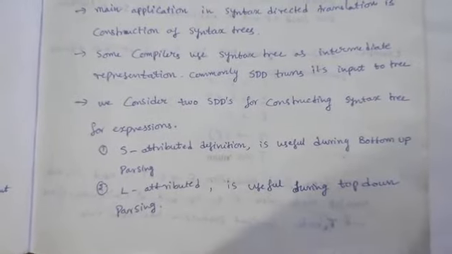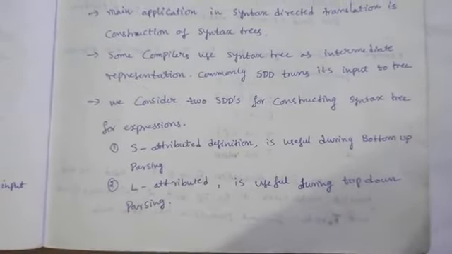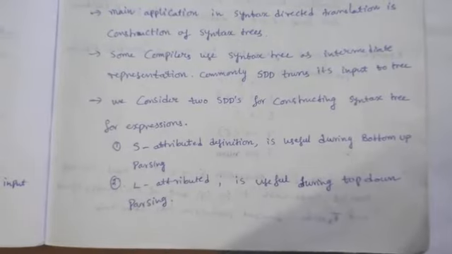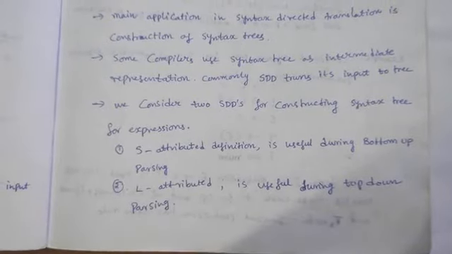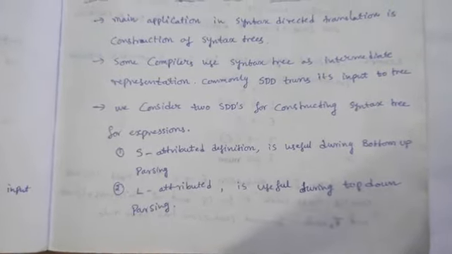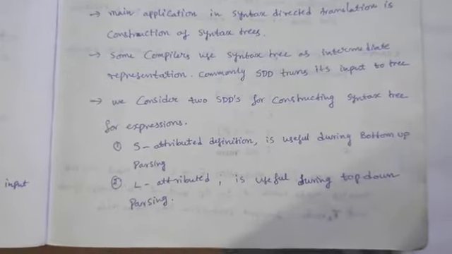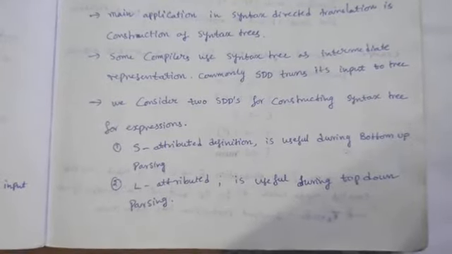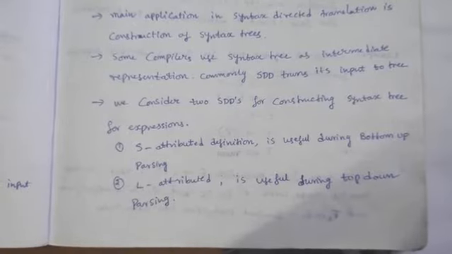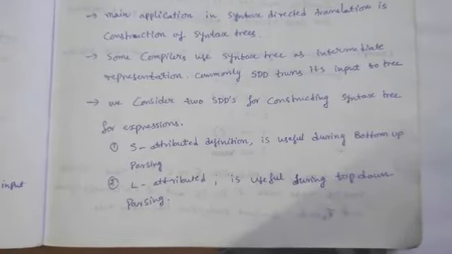We can consider two SDDs. Normally we are dealing with two attributes: one is a synthesized attribute, the second is an inherited attribute. Like that, we can commonly consider two SDDs for constructing parse trees.